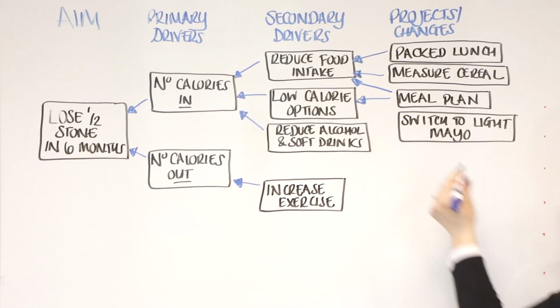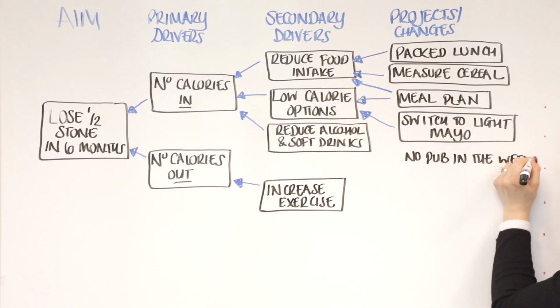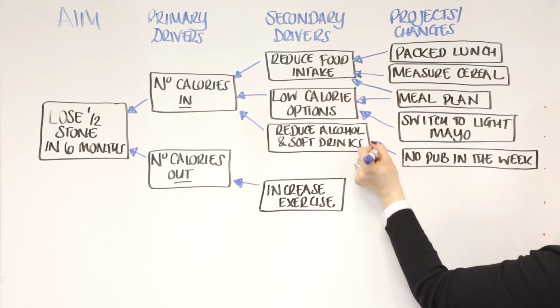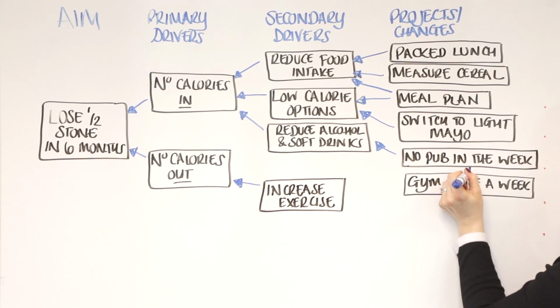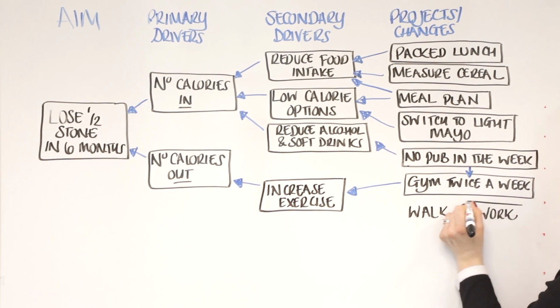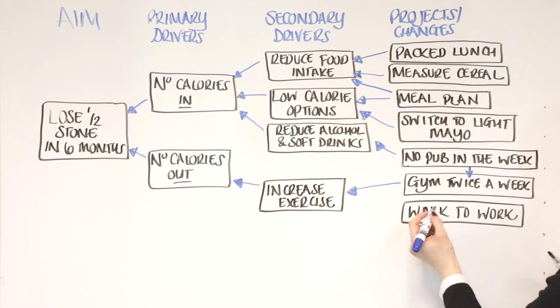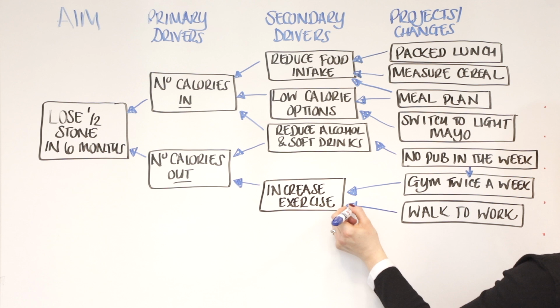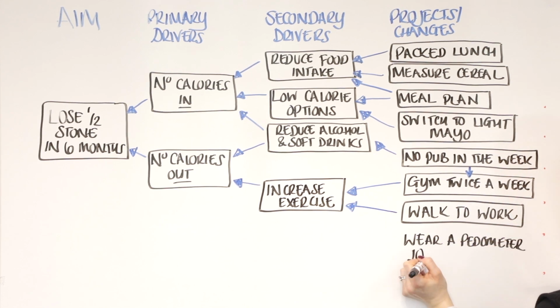On reducing alcohol and soft drink intake, you could avoid the pub in the week. This would give you more time to visit the gym twice a week, so this secondary driver could also affect calories in as well as calories out. Other interventions we could undertake would be walking to work or wearing a pedometer to walk 10,000 steps each day. Obviously, walking to work would affect the number of steps undertaken each day.